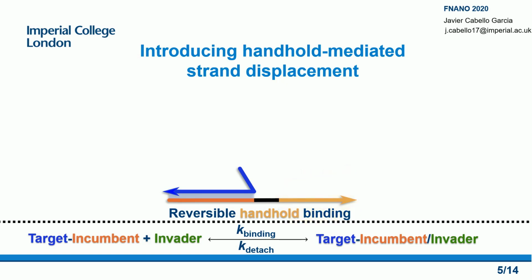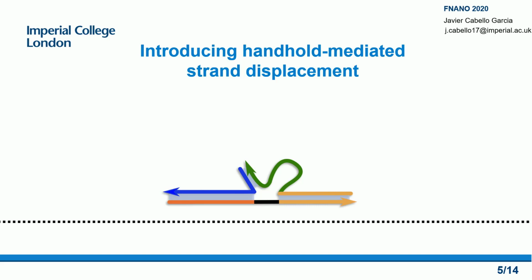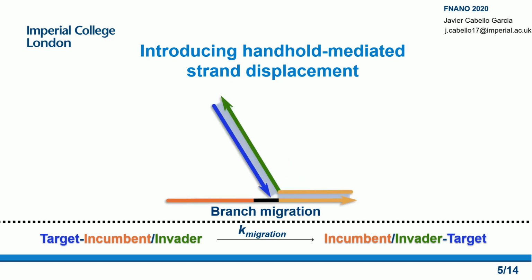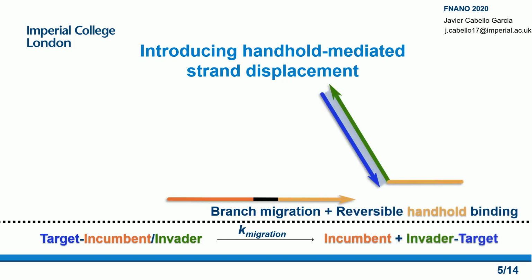Now, and only for your eyes, I'm going to show you a simulation of the process using the latest Microsoft software. In the first place, an invader strand can reversibly bind to the handhold. Then, the invader will more probably start the displacement reaction. The rate of this migration can be accelerated by adding a small toehold. The formation of the product destroys the bonds formed between target and incumbent strand, and if the handhold is small enough, the recognition interaction can break.